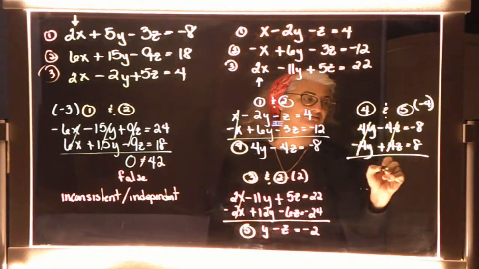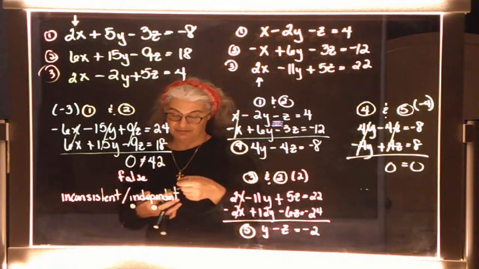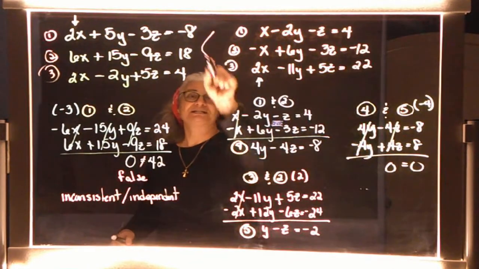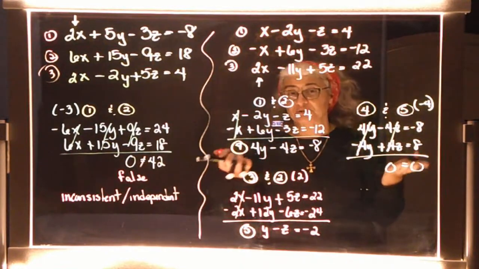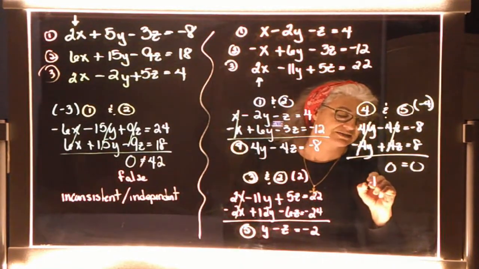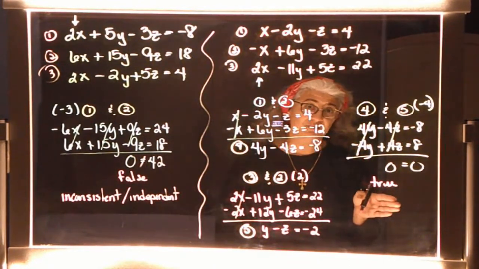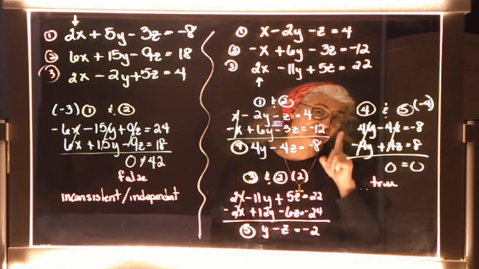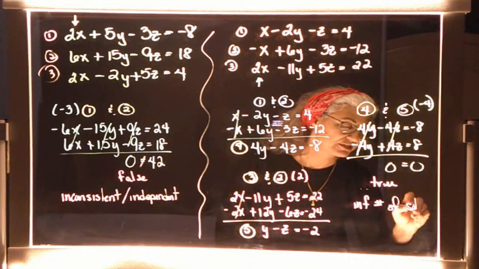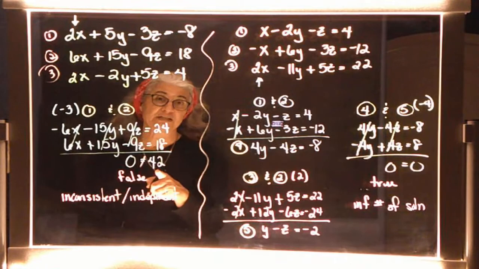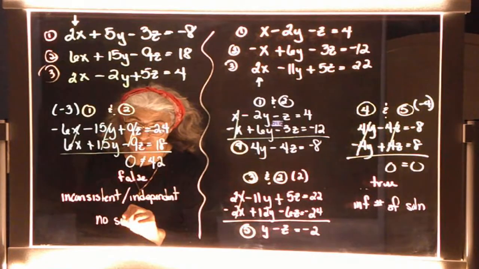Uh-oh. I got 0 equals 0. Did you? Yeah, we got 0 equals 0. It's like, well, what does that mean? Well, let me ask you something. Does 0 equal 0? Yes, that's a true statement. Since this is a true statement and all the variables dropped out, that means you actually have an infinite number of solutions. Whereas over here, 0 doesn't equal 42, does it? This one is no solution.